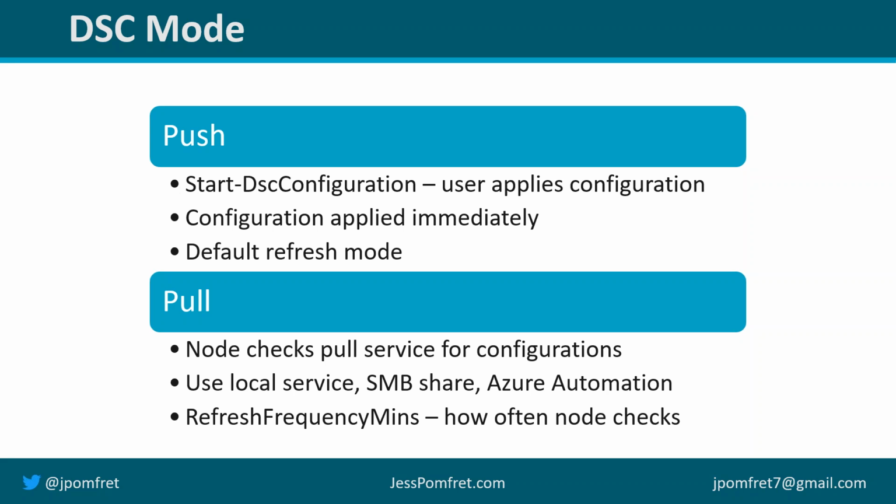The other option is the pull mode, which is probably more appropriate for an enterprise model. That is where you would put your configurations and your modules that are needed, your resources that are needed on a central pull server, and then your target nodes will be registered with that pull server and will check in on a certain frequency. You can use a local server with a pull service or an SMB share setup on it, or you can use Azure Automation for your pull server. With Azure Automation, it's obviously in the cloud, but you can register on-premise machines with that.